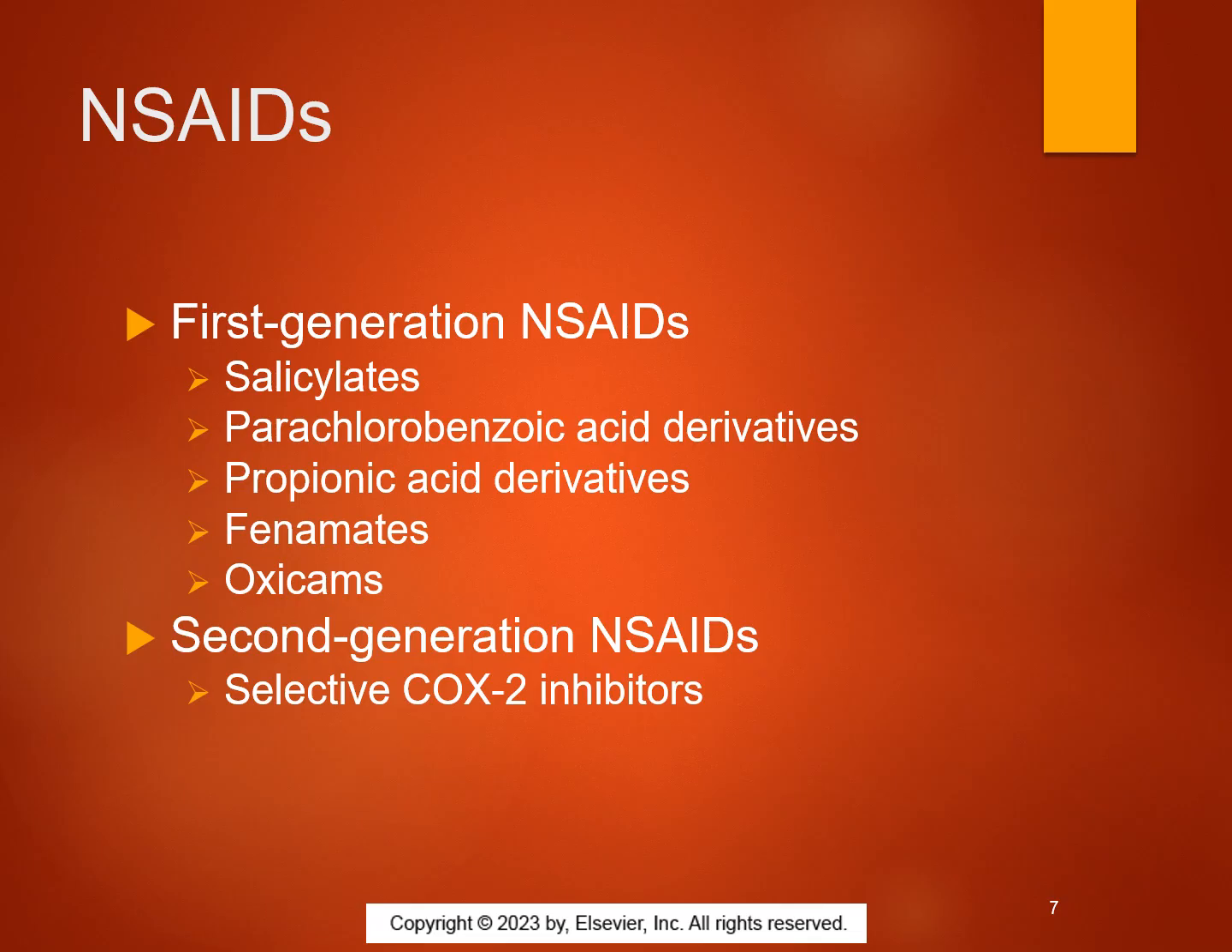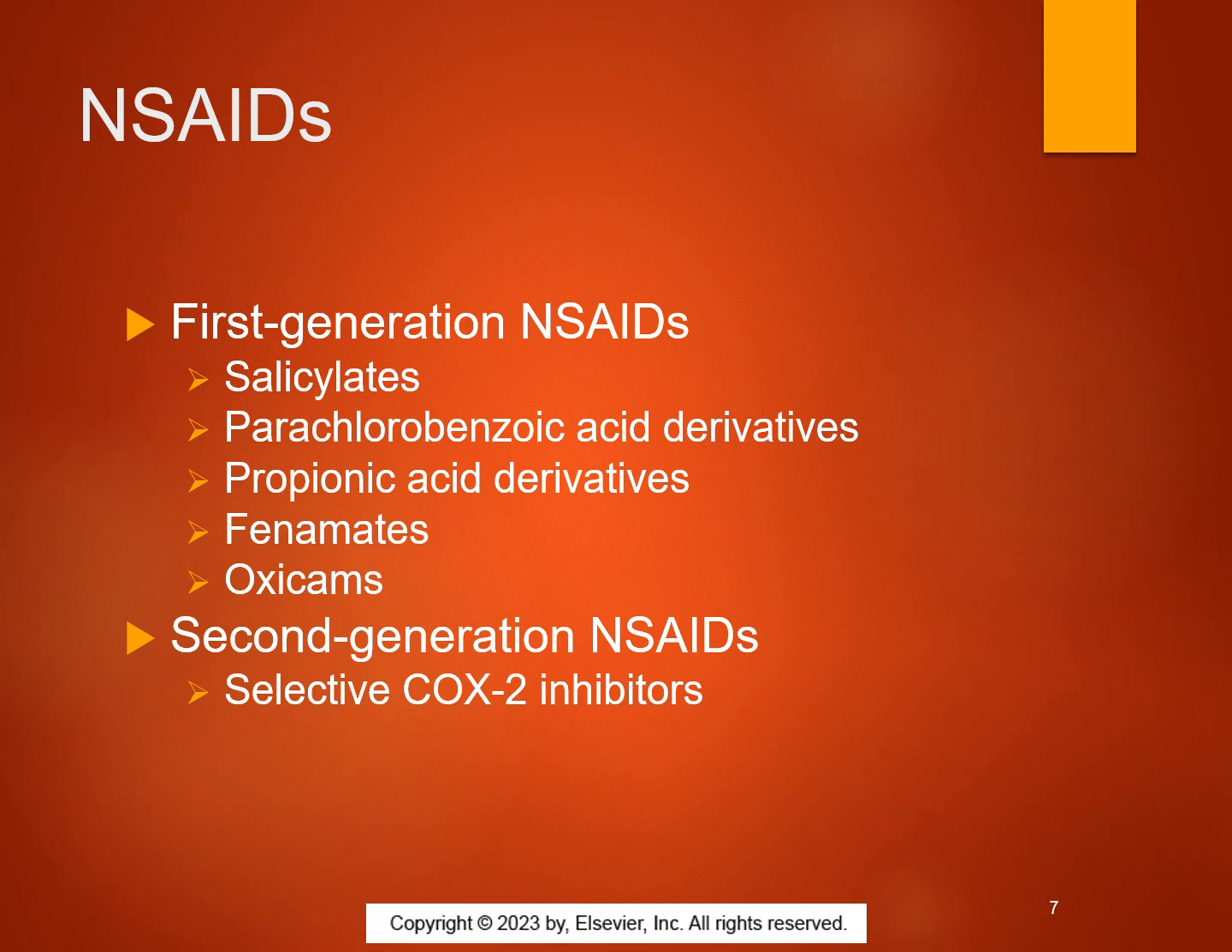So NSAIDs are grouped based on what chemical family they belong to and which COX enzyme they block. All NSAIDs reduce inflammation. The difference is how specific they are. So COX enzyme reminder: COX-1 protects the stomach and helps platelets clot. COX-2 causes pain and inflammation. And you're going to hear this over and over throughout this presentation.